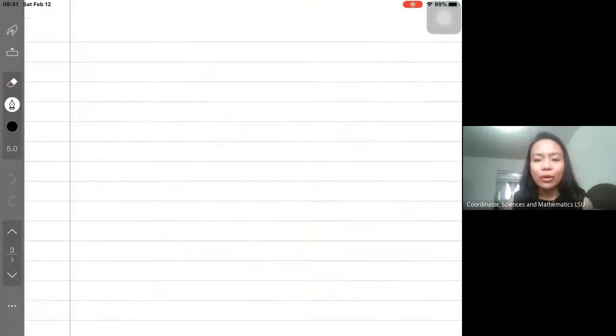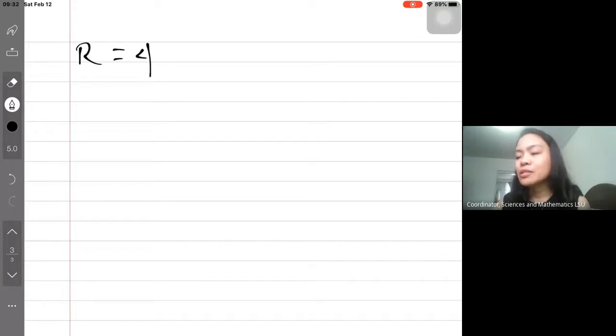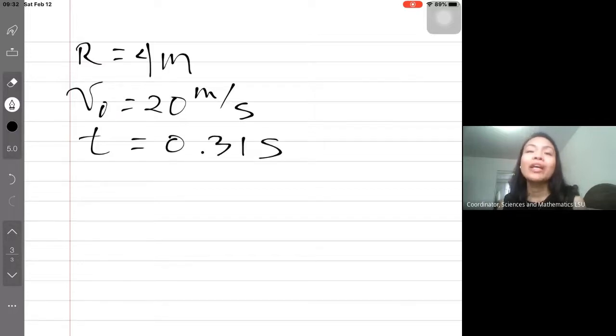All right, so let us answer our problem. First we have to identify the given. We are given the range, which is 4 meters. We are also given the initial velocity, which is 20 meters per second. And of course, we were also given the time, which is 0.31 second. Now, what is asked in our problem is the angle.